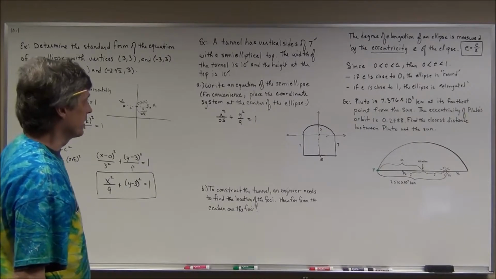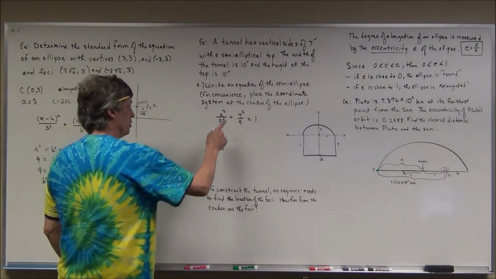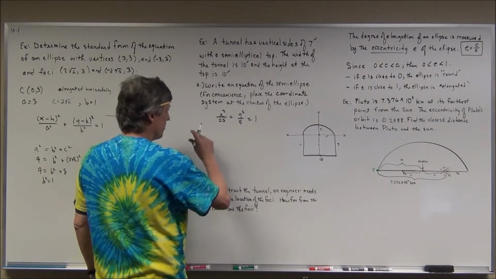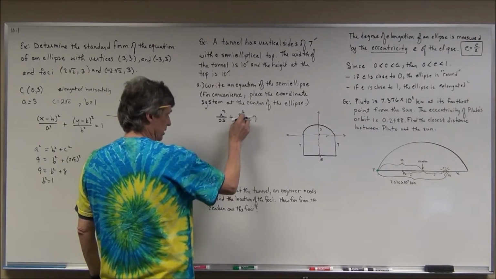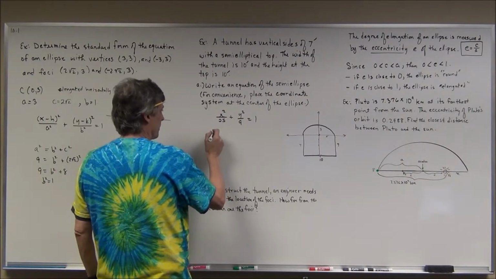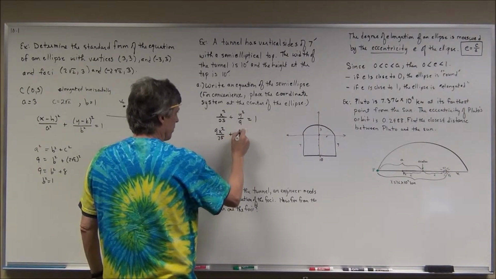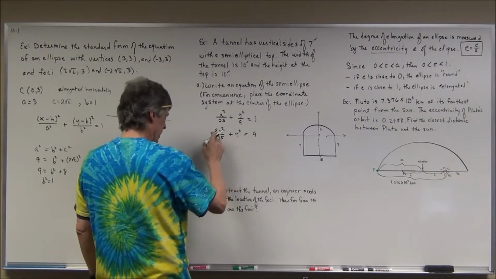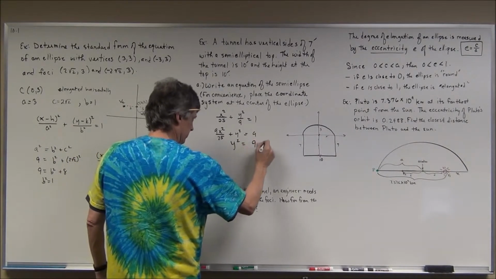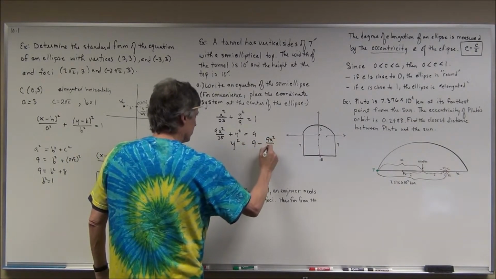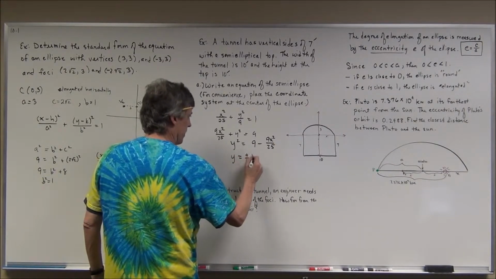Oh, it sure helps to have that diagram. Now they want the equation of the semi-ellipse. What they want you to do here is solve for y. So if I multiply through by 9, trying to get the y squared by itself, I'm going to get 9x squared over 25 plus y squared equals 9. Then I'm going to subtract 9x squared over 25 from both sides. And then I'm going to take the square root, which would typically pick up the plus or the minus.